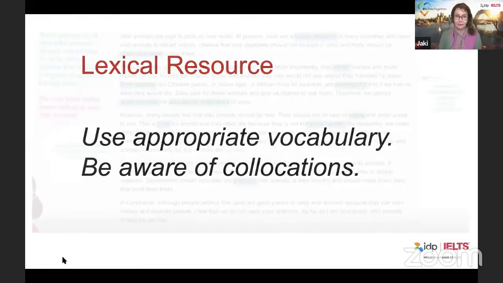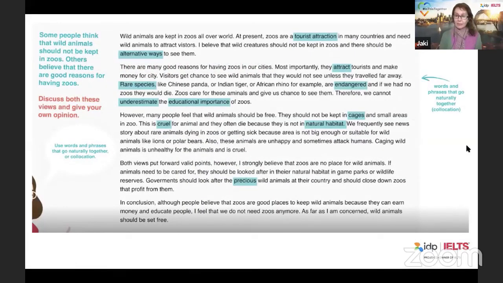Okay, so here, remember that band 7 one we looked at? There are some nice collocations. What is that? The examiner likes this. These are words that go together nicely. So tourist attraction, that sounds nice together in English. Alternative ways, rare species, educational importance, natural habitat. These always sound nice together. And also this essay is band 7 because there are a few more unusual words like underestimate, cruel, precious, attract. They're not just such common words. They're a bit more unusual.